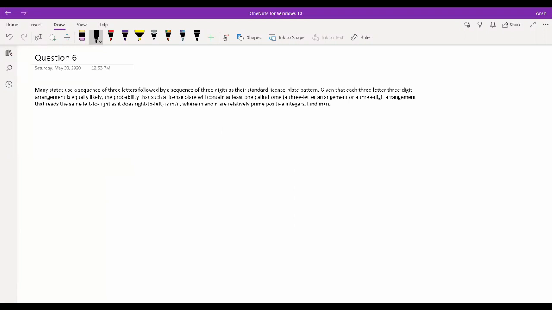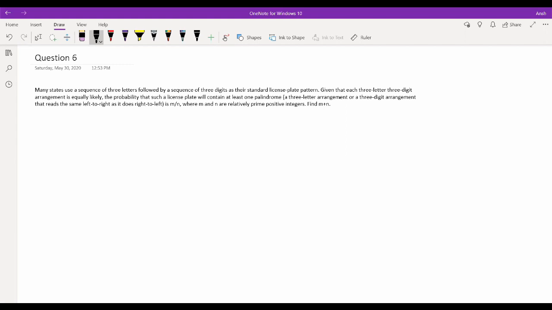All right, so our next question is about license plates. Many states use a sequence of 3 letters followed by a sequence of 3 digits as their standard license plate pattern. Given that each 3-letter, 3-digit arrangement is equally likely, the probability that such a license plate will contain at least one palindrome is m over n. We want to find m plus n. We can break this up into 2 easier cases. First, the letters form a palindrome, and second, the numbers form a palindrome. The overall thing can't form a palindrome since the letters and numbers are obviously different.